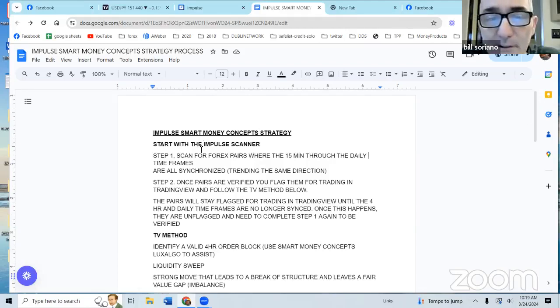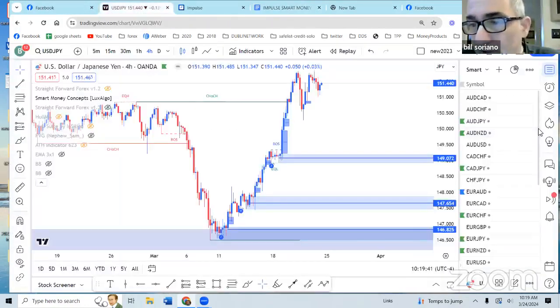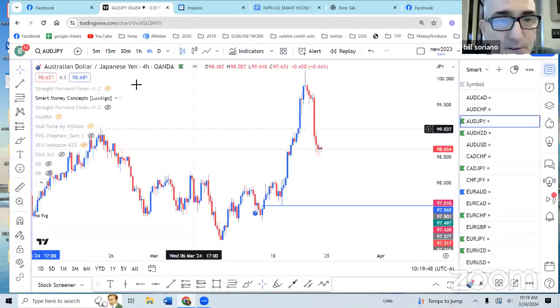Now, you'll eventually learn to do this yourself using the Impulse Scanner, but this is for those of you that aren't in the community yet, okay? Okay, so these are the pairs now that are flagged for trading, okay? So let's start with AUD USD.